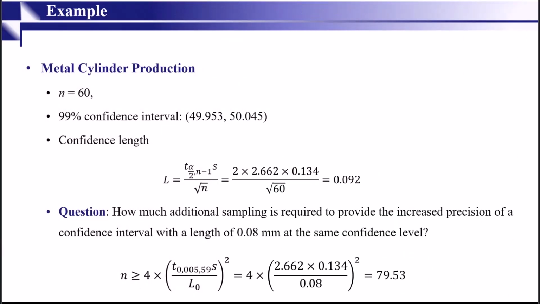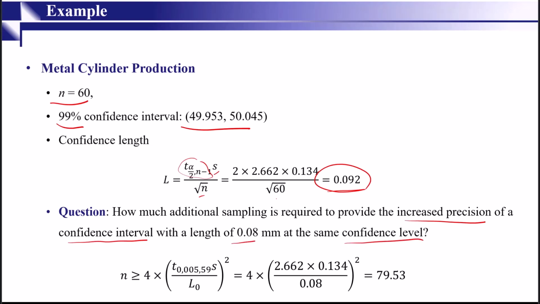In a couple of slides before, we had an example of metal cylinder production. The sample size is 60, and we found the 99% confidence interval. The confidence length is 2 multiplied by 2.6 divided by root 60, which is 0.092. The question is, how much additional sampling is required in order to provide increased precision of a confidence interval with a length of 0.08 millimeter at the same confidence level?